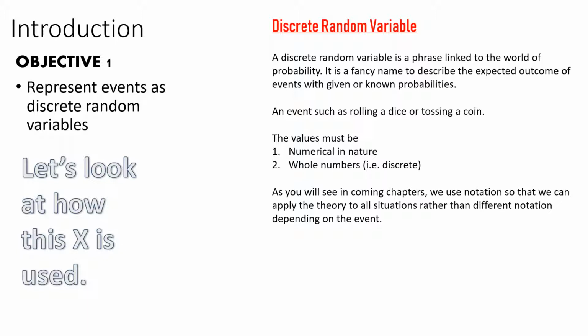As you'll see in the coming chapters, we'll use notation so that we can apply the theory to all situations rather than different notation depending on the event. And this is one of the key facets a lot of the time in mathematics. Rather than having a different set of notation depending on what the problem is, we use general notation so that the context it's given in has no meaning. Whether we're rolling a dice or tossing a coin, it doesn't matter. We represent it in general notation. We use the capital letter X to describe the variable we're trying to find.